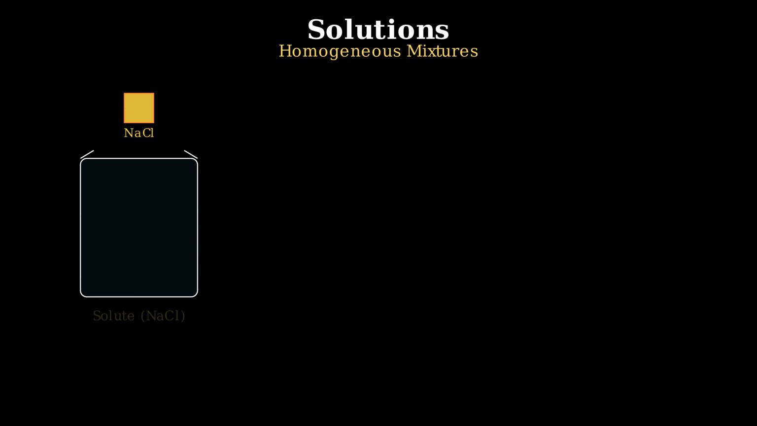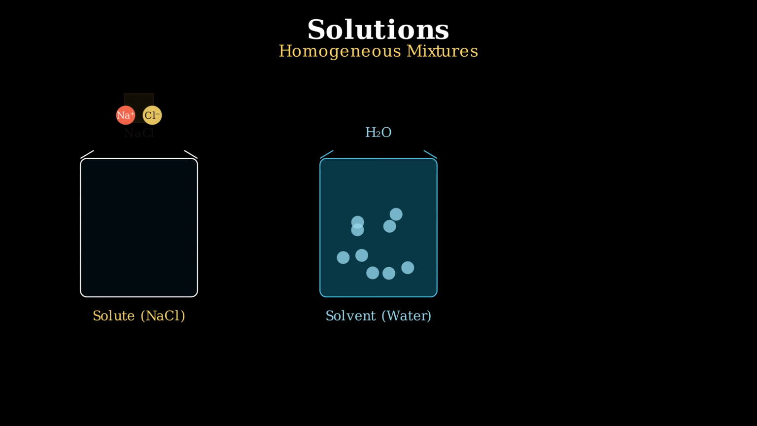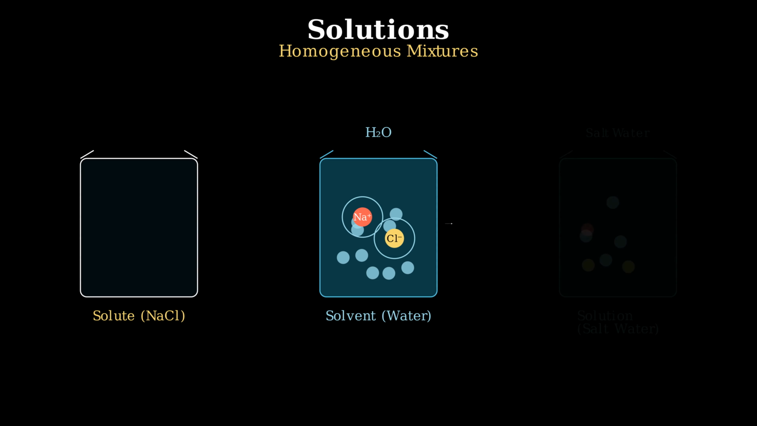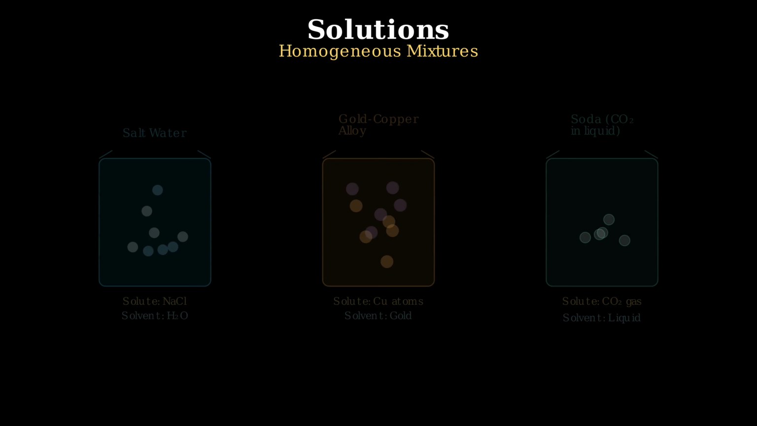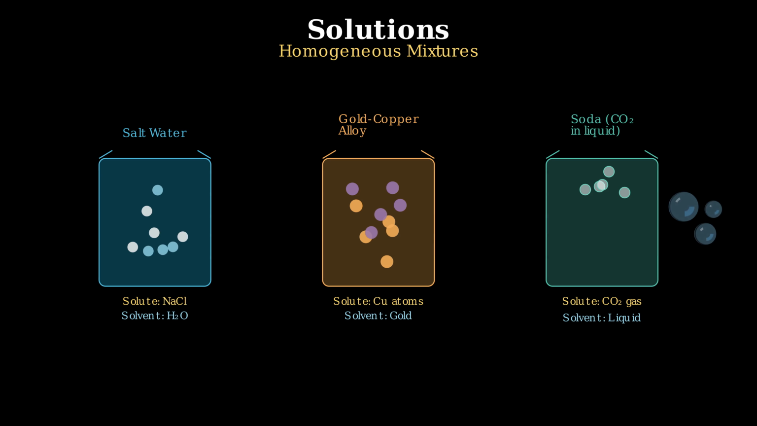A solution is a homogeneous mixture made of a solute and a solvent. The solute is the substance being dissolved, and the solvent is the substance doing the dissolving. Most solutions you'll encounter have water as the solvent, but solids can dissolve in solids too, like metals in alloys, or gases in liquids, like carbon dioxide in soda.